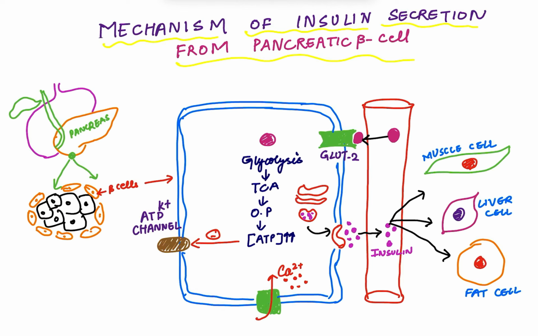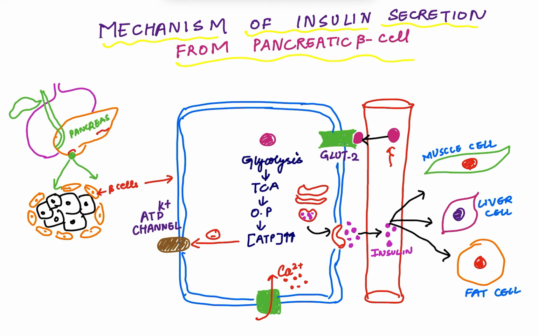Imagine you have just eaten a meal. The carbohydrates in your food are broken down into glucose, that is sugar, which enters your bloodstream. As the blood glucose level rises, your pancreas starts monitoring it.